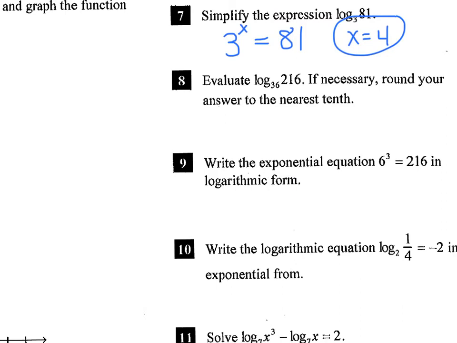Now number 8, we could try to do the same way. We could try to figure out 36 to what power equals 216. This one isn't so easy to get the answer. See how it says round to the nearest tenth? That means our answer is going to be a decimal. So we could do this 2 ways.